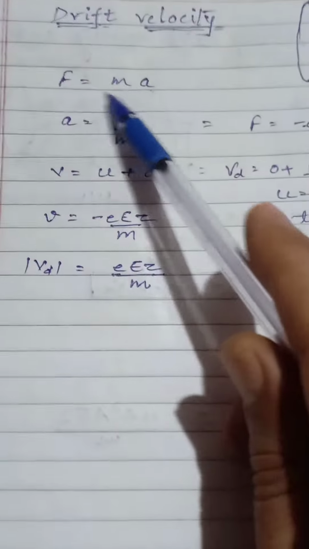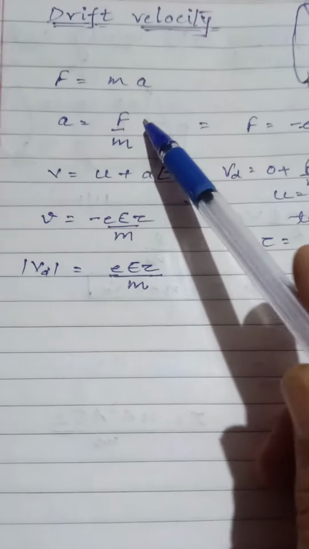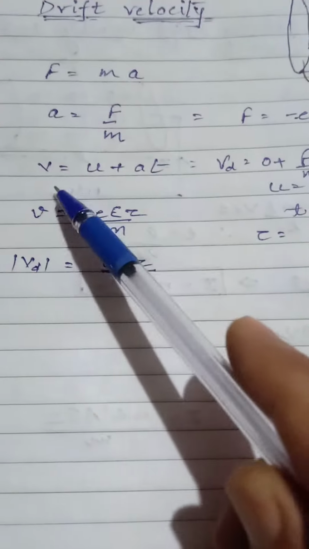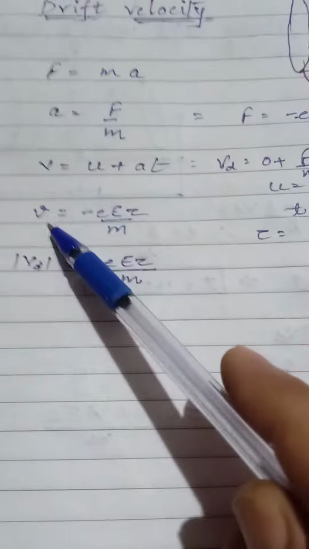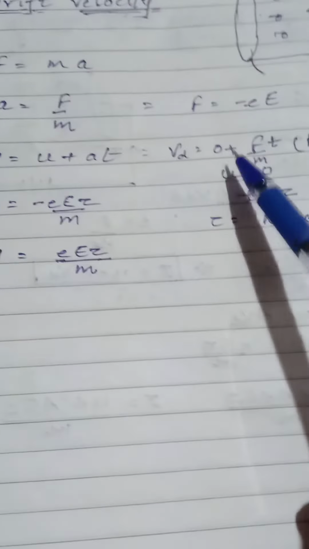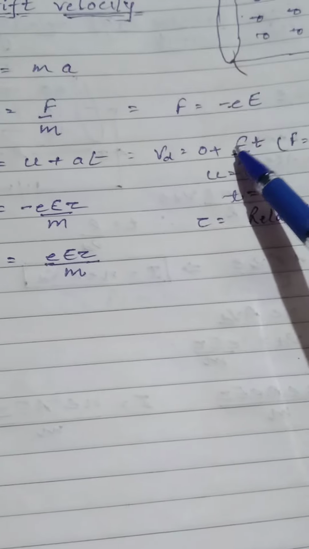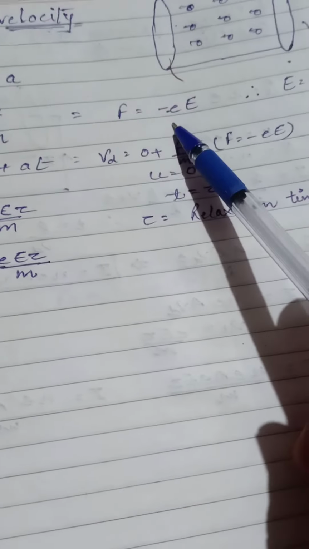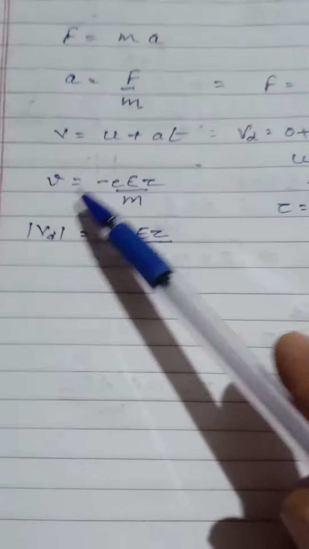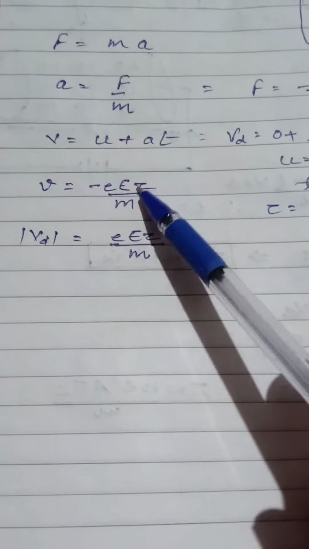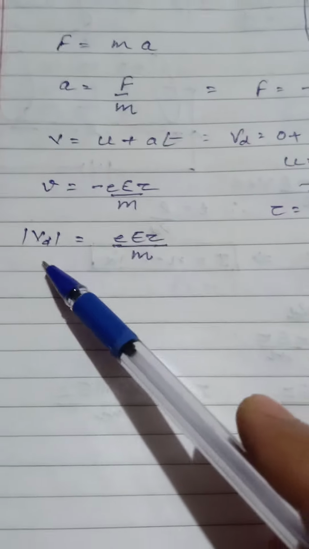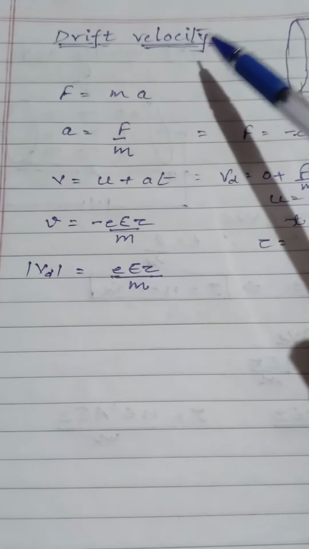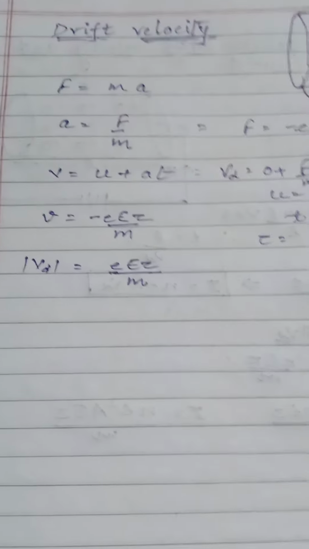हमें पता है F is equal to M into A, so A is equal to F upon M. V is equal to U plus AT, U की वैल्यू 0, A की जगह में F upon M into T, और F हमें पता है F is equal to minus of e into capital E. So V is equal to minus of e into capital E tau upon M. So the value of Vd is equal to e into capital E tau upon M. This expression is known as drift velocity.